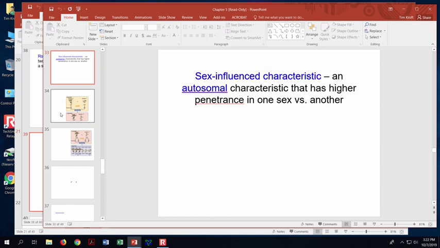Sex influenced and sex limited are on autosomes. They are not on the X or Y chromosome. Sex linked is, and usually when we say sex linked, we mean X linked, because besides SRY, there's nothing we've talked about that's on the Y chromosome. From the last exam, there was a question about how do you tell the difference between something that's on the X chromosome and something that's autosomal, right? And the way to do that is to do reciprocal crosses.